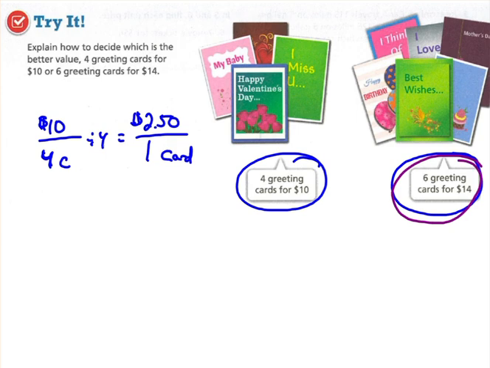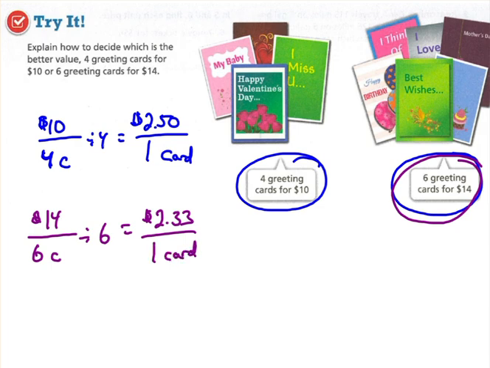For my other one, it's $14 for 6 cards. I'm going to divide by 6 to find my unit rate. And I'm going to get $2.33 for one card. So now that they're both the same size, they're both the price for one card, I can compare them together. Which one's the better deal? Well, only paying $2.33 for the card instead of $2.50 is a much better deal.